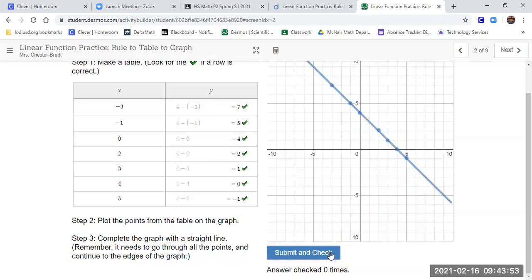Once we got our line in, we can hit the submit and check. Mine turned out okay. How are your guys' turning out?